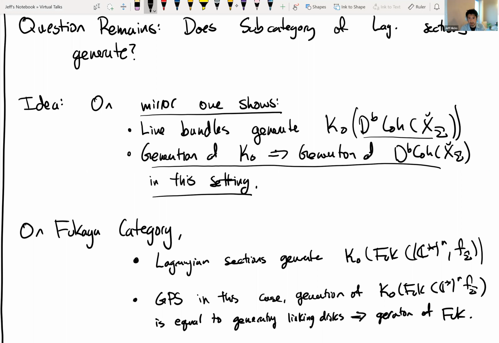So the proof that we're taking over here is very inspired by mirror symmetry. We're really trying to port over as much of the machinery that we can. And then it gives us another interesting interpretation of this GPS generation criterion as being maybe the mirror statement to this fact that you can generate the derived category of coherent sheaves once you're able to generate K naught in this sense.